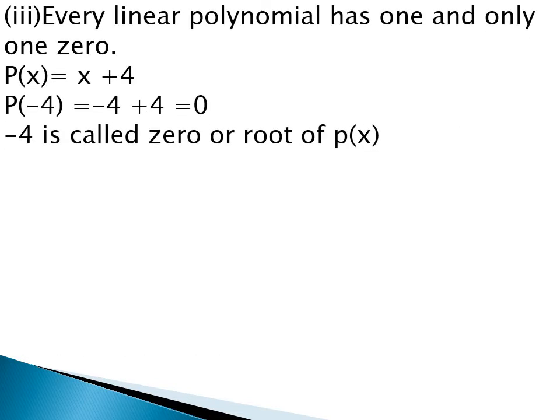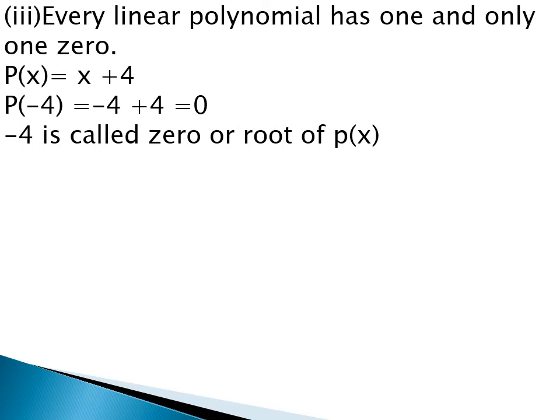Third point: every linear polynomial has one and only one zero. p of x equal to x plus 4. x plus 4 is a linear polynomial. Why? The degree is 1. A degree 1 polynomial is called a linear polynomial. Now we have to solve this: x plus 4 equal to 0, then p of minus 4 equal to 0. So what is the answer we are getting? Minus 4 is called the zero or root of p of x.